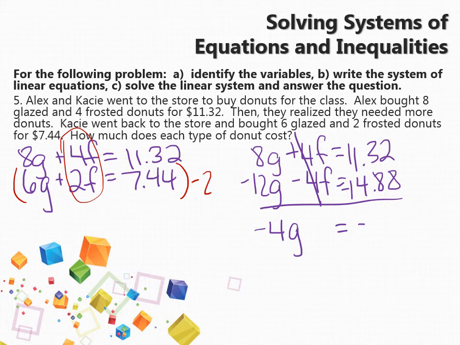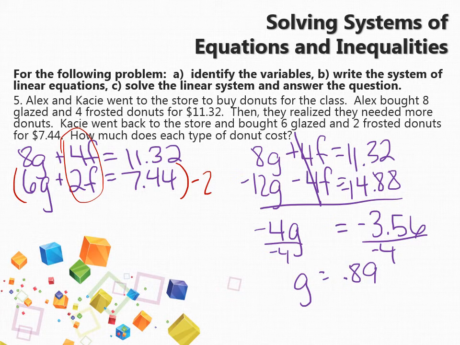I need to get my calculator out here. All right, we have 1132. We're subtracting 1488. I got negative 356. I'm going to divide both sides by negative 4. And I arrived at 0.89, which seems like a silly number, but it makes sense because we're talking money here. So this means glazed donuts, I'm going to start my answer, are 89 cents. Remember, it's $0.89 or no point and just 89 cents, one way or the other. Careful with that decimal. I still need to find the cost of the frosted donuts.